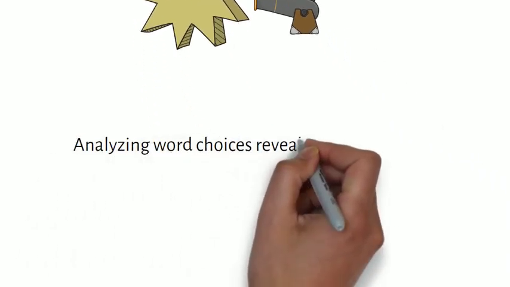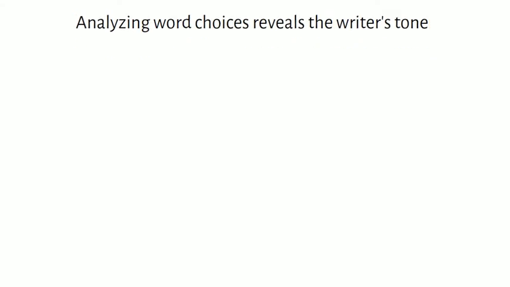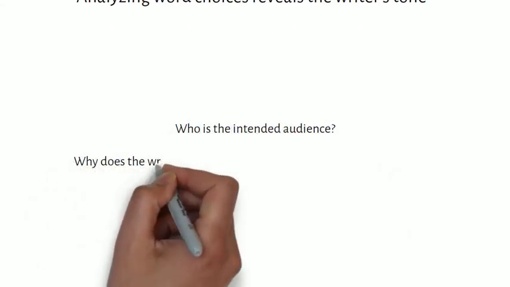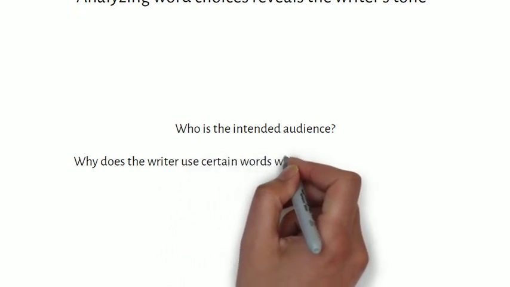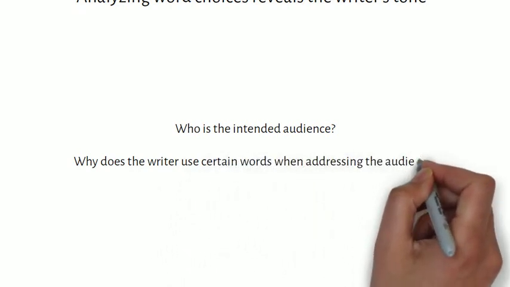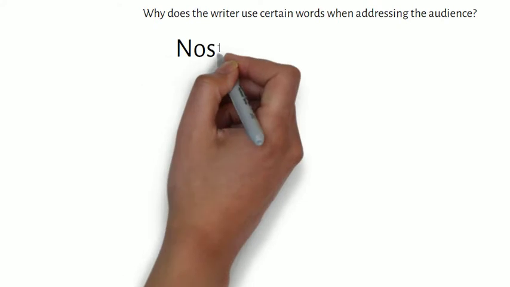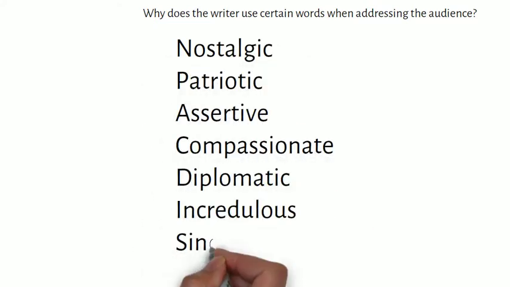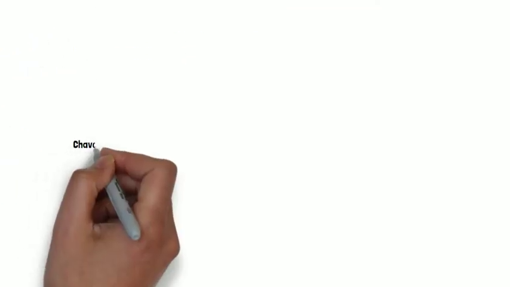The great part about analyzing the tone of a piece of writing is that it forces you to look at the word choices or diction of the writer. Think, who is the intended audience for the piece? And why does the writer use certain words when addressing the audience? There is an array of adjectives to describe a writer's tone, and the more specific you can be at elaborating why a certain tone was used, the better.